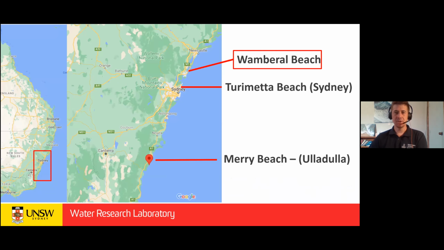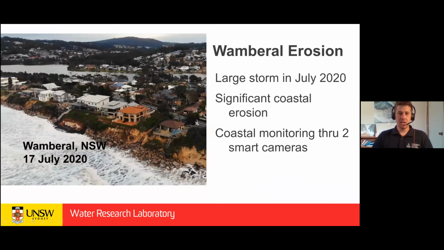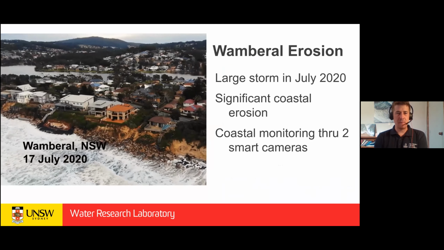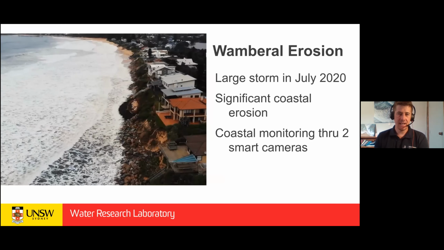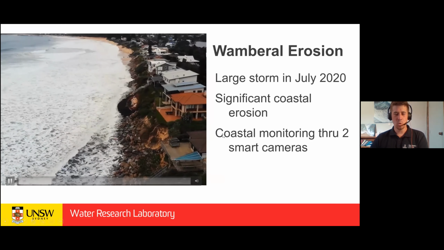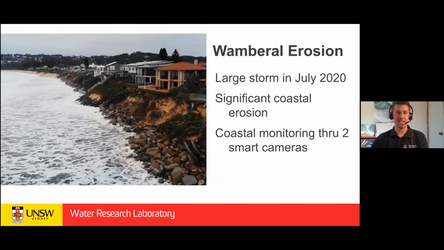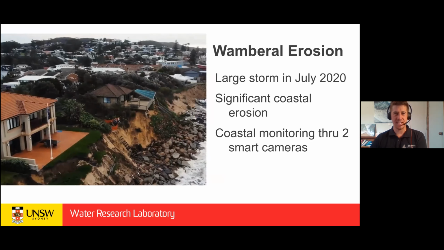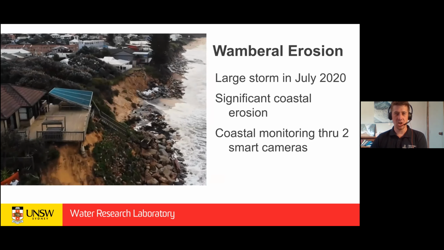For our last example, let's go to Wamberal Beach on the New South Wales Central Coast, an hour north of Sydney. So in July 2020, Wamberal Beach got smashed by a large east coast low that came from an easterly direction. The beach was quite significantly eroded, and there's a number of beachfront properties there that have quite ad hoc protection in front of them. So this was a bit of a disaster for this stretch of the coast.